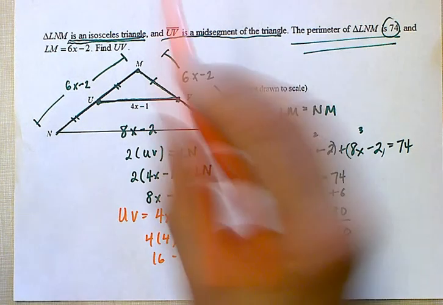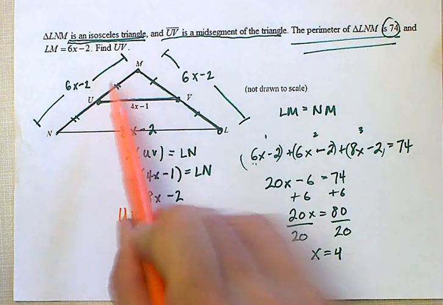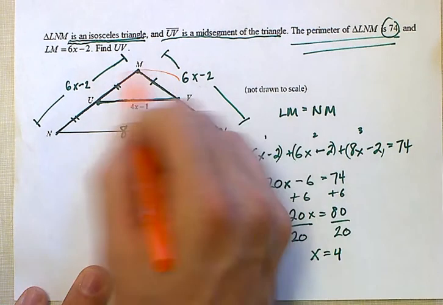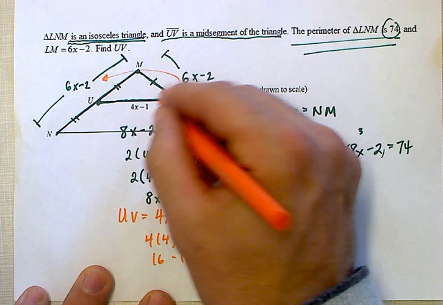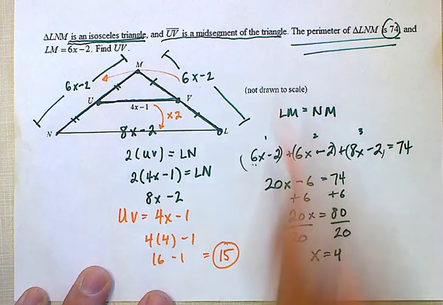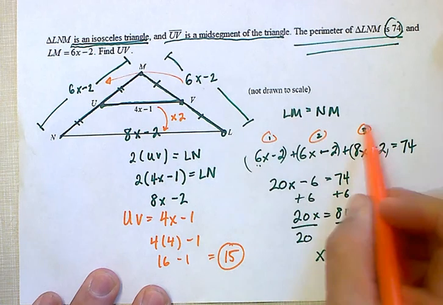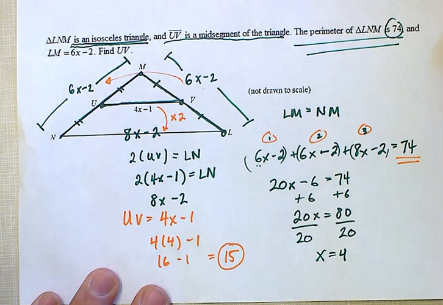Again, using the isosceles triangle to make one side equal to the other. This side helped me find this side here because of the isosceles triangle. I merely just doubled this to get 8x minus 2. I added up all three sides, set that equal to a perimeter of 74, added 6, and solved and got a 15.